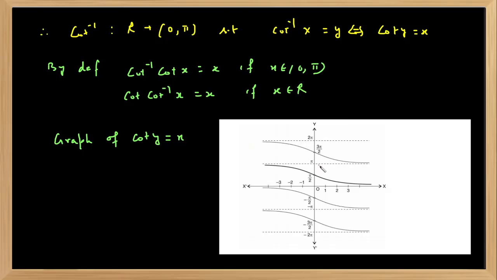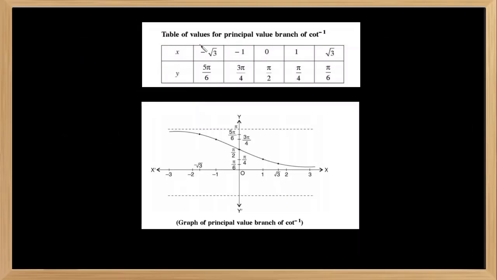And if we are asked to find other branches, they are pi to 2 pi, 0 to pi, etc. So we'll discuss the graph of the cot inverse function in the principal value branch, the open interval 0 to pi, with a few principal values. Let us first discuss the table of values for the principal value branch of cot inverse.